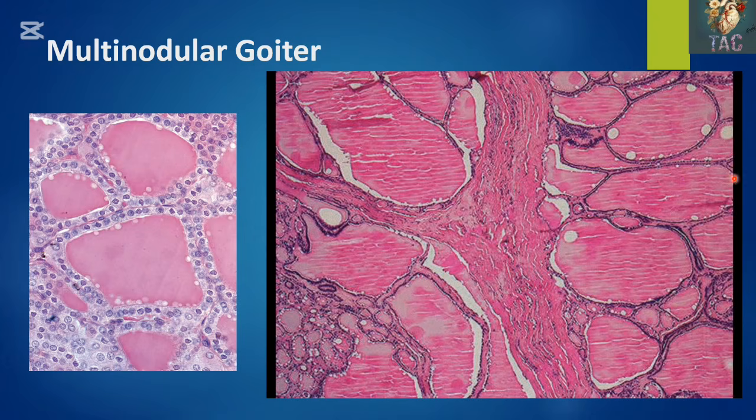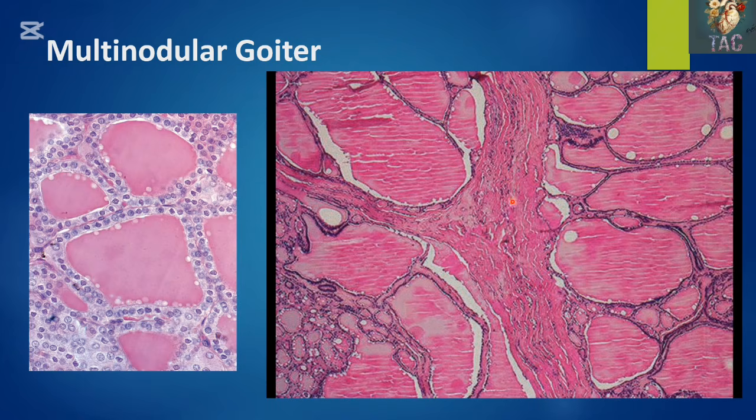Here you can see the different sizes of the thyroid follicles, containing a large amount of colloid in their lumen. Also the areas of resorption of the colloid are evident. Here you can see these empty spaces which show excessive resorption of the colloid. Also, a very important feature which you can appreciate over here is the septa formed by the connective tissue, which are present in the multinodular goiter.